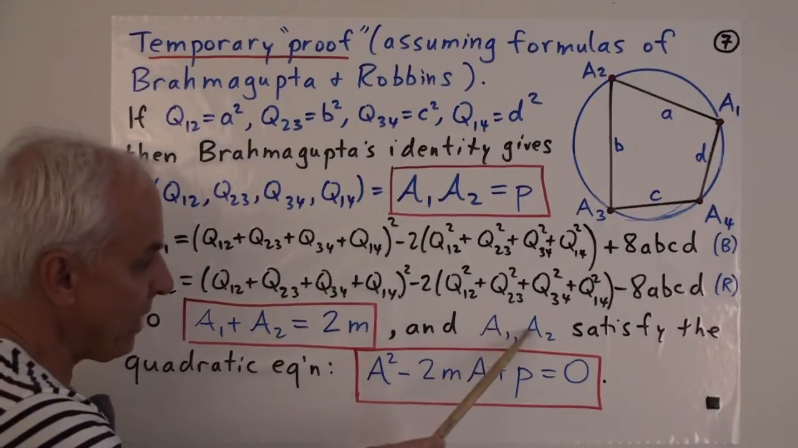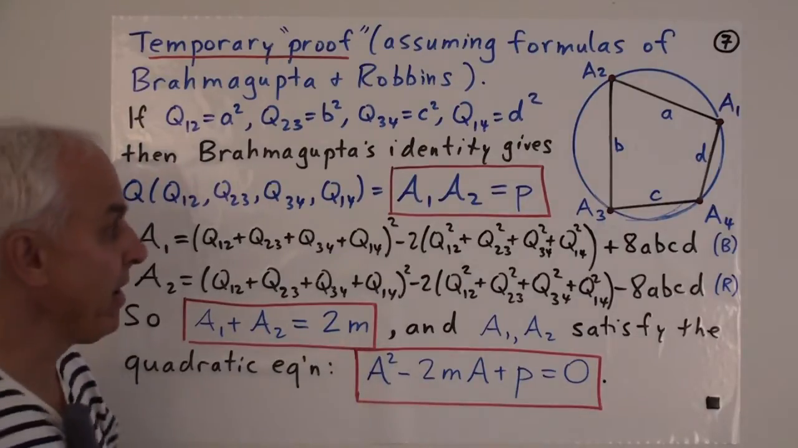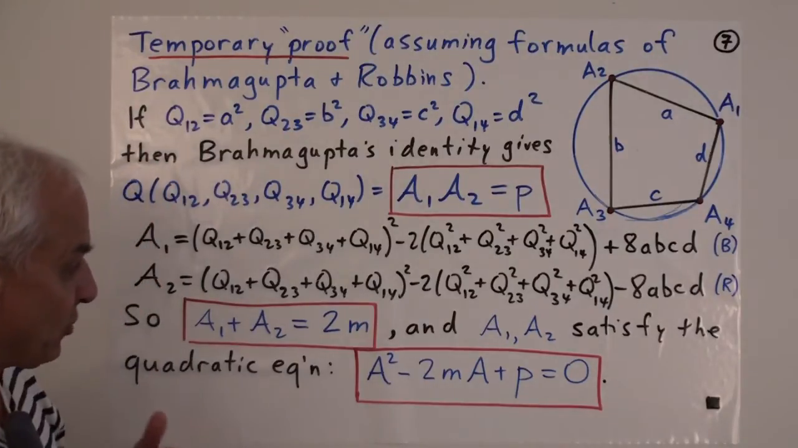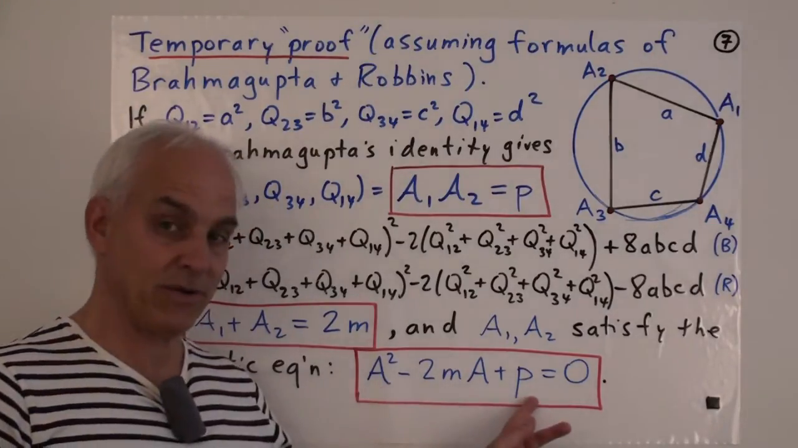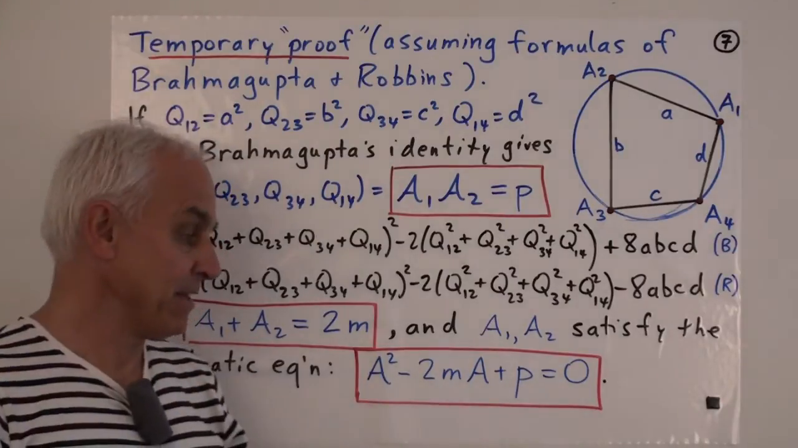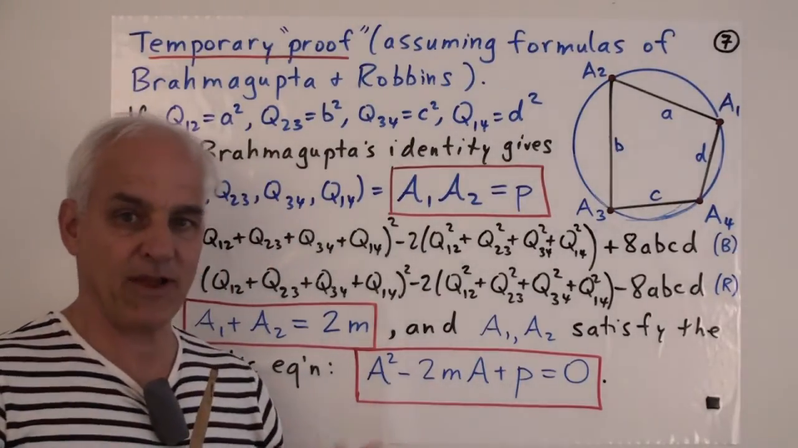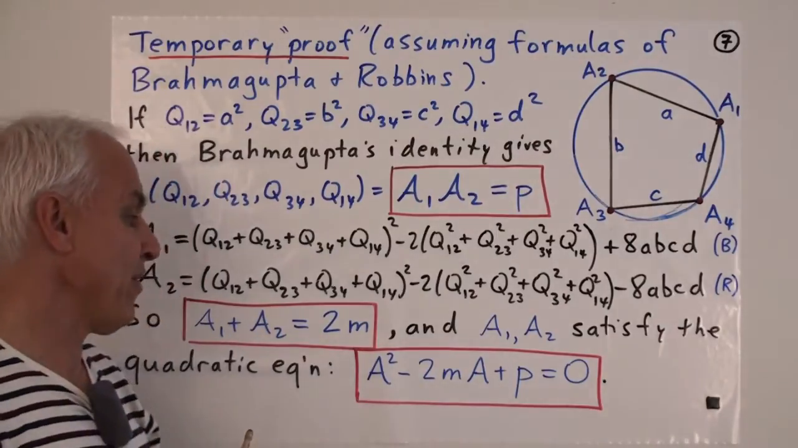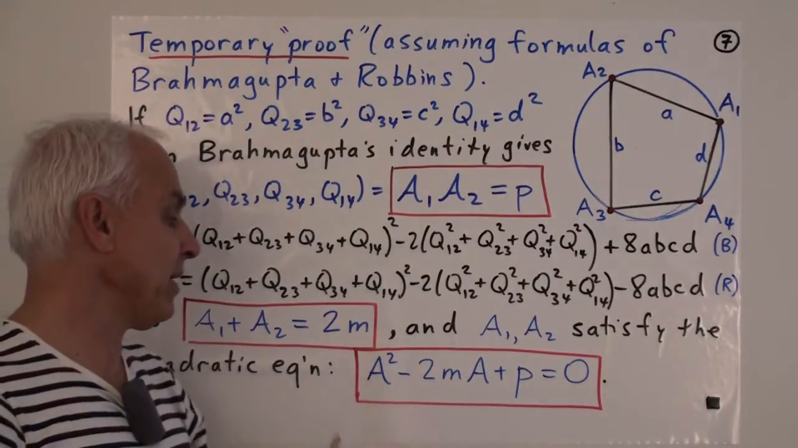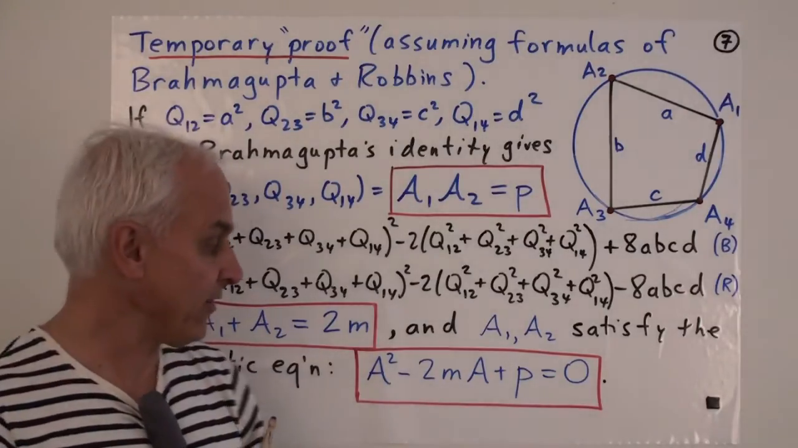So we get that A1 and A2 are two quantities whose sum we know, which is 2M, and whose product we know is P. Well, that means that A1 and A2 in fact satisfy a quadratic equation of the form A squared minus 2MA plus P equals 0. Because I reminded you that if you have a quadratic equation of the form x minus r times x minus s, then the last term will be the product r times s, and what's inside here will be negative the sum of the two zeros, r and s.